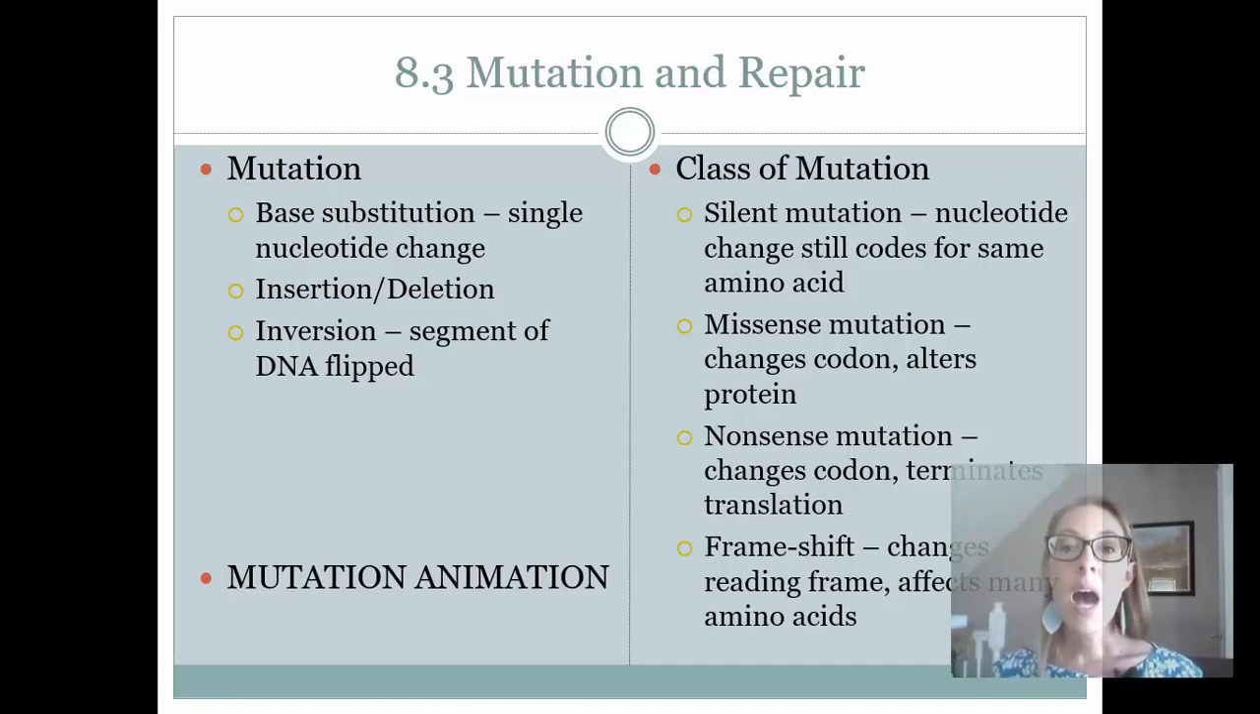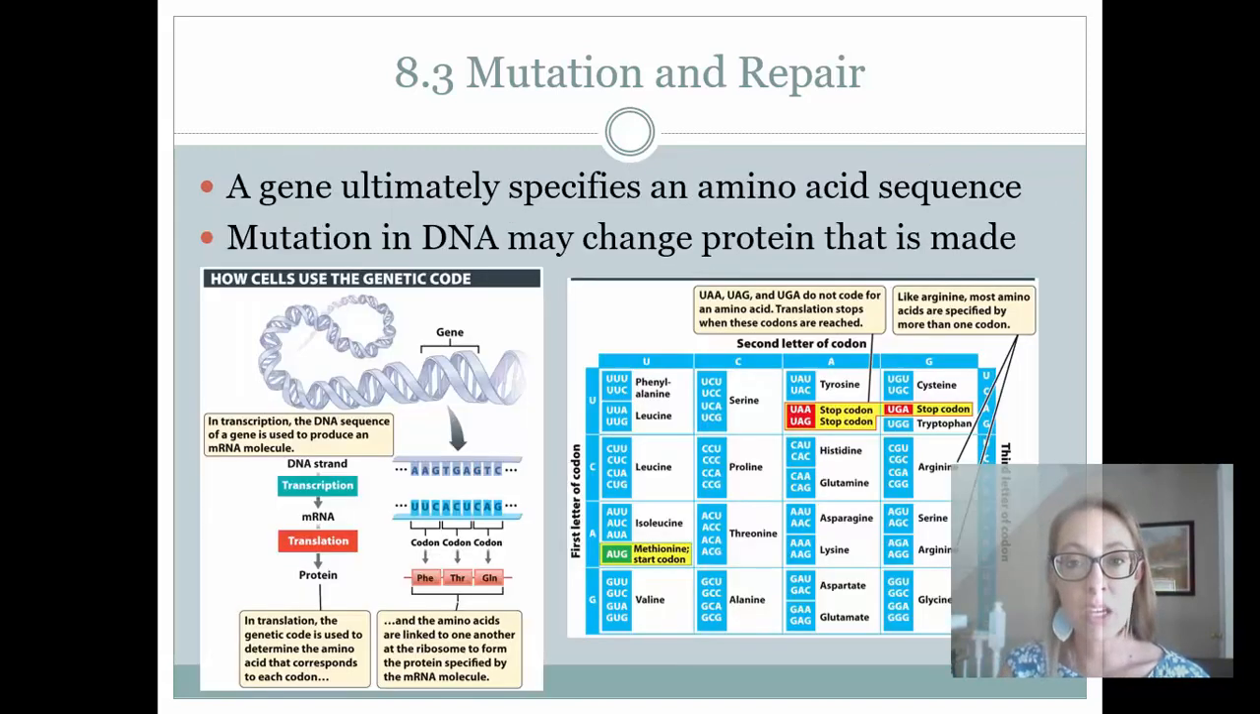Sometimes a base substitution can lead to a silent class of mutation. So a silent mutation is where our nucleotide change doesn't ultimately change the amino acid that the ribosome is going to put in that sequence. Let's look at an example of this.